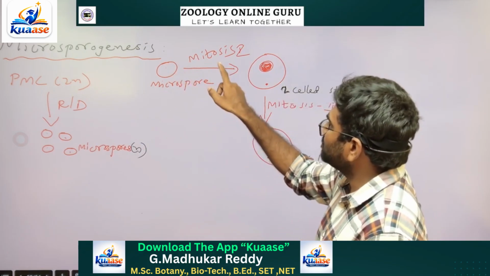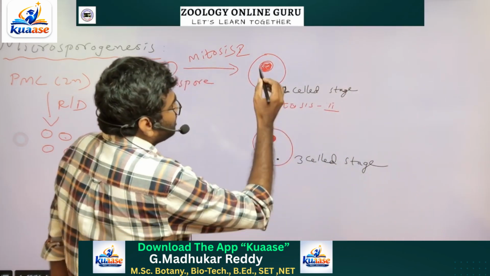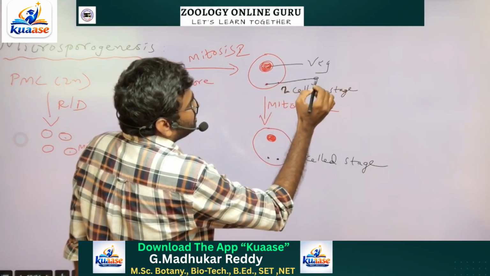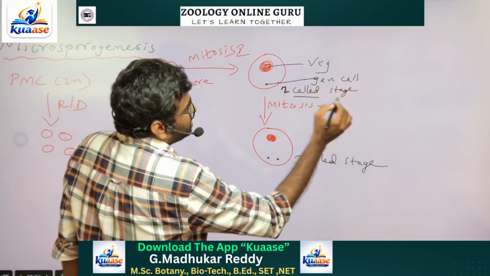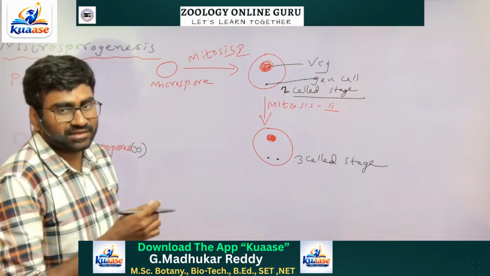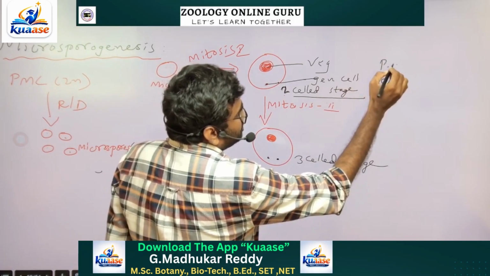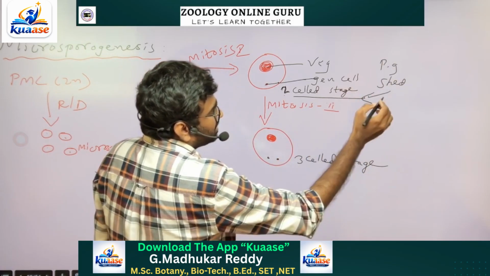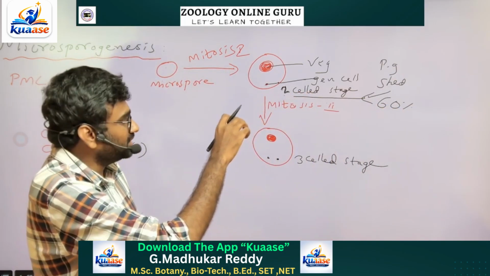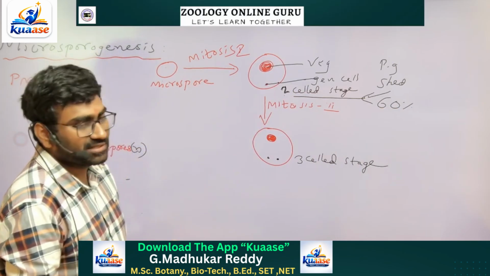So this is a microspore. This microspore undergoes mitosis 1 division to produce 2 cells, that is one vegetative cell and another one is a generative cell. This is known as a 2-celled stage. In most of the flowering plants, the pollen grains are shed at this 2-celled stage. That is, in 60% of the flowering plants, these pollen grains directly land on the stigma and then initiate the pollination and then fertilization.